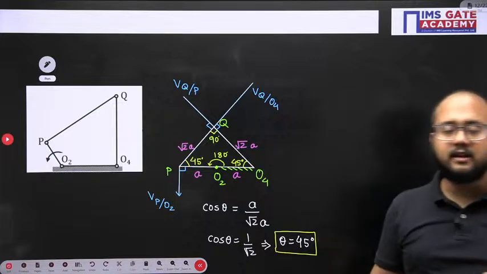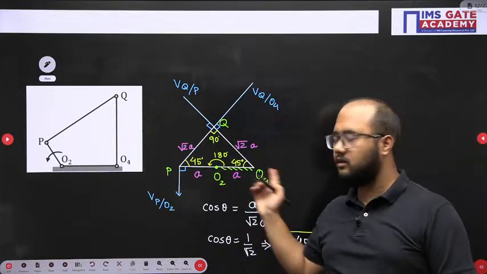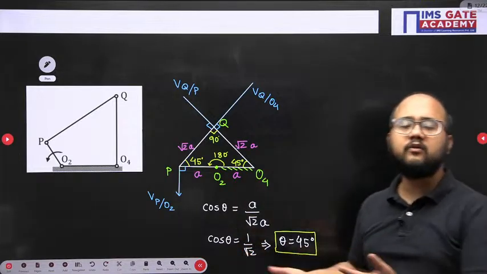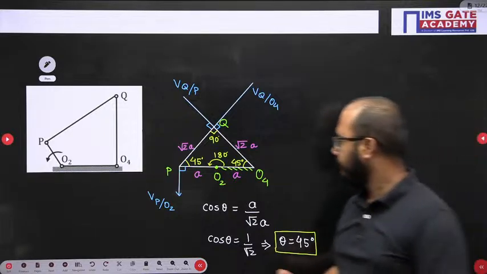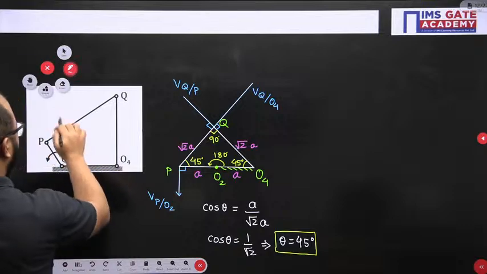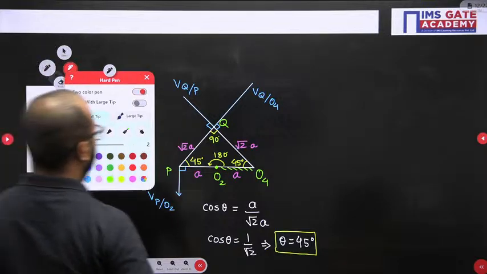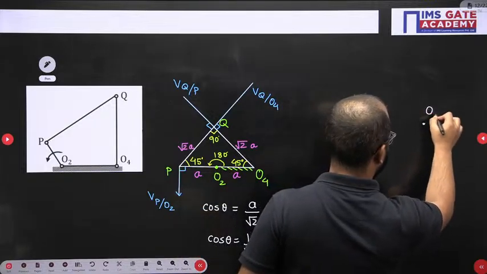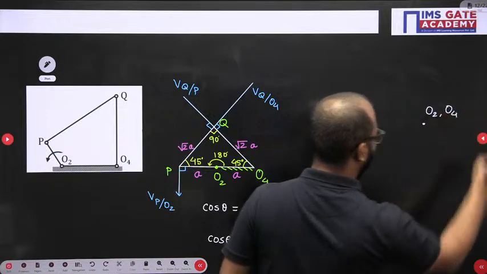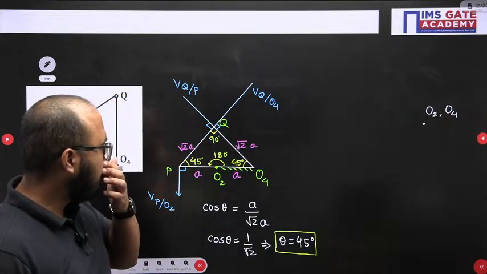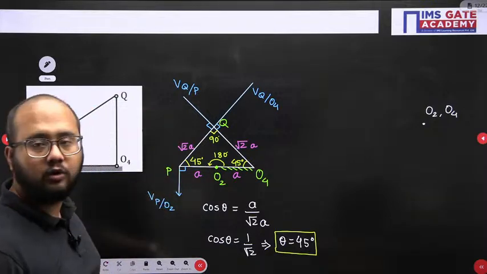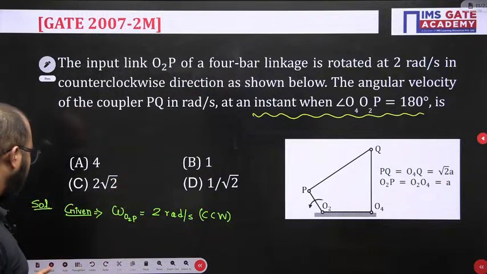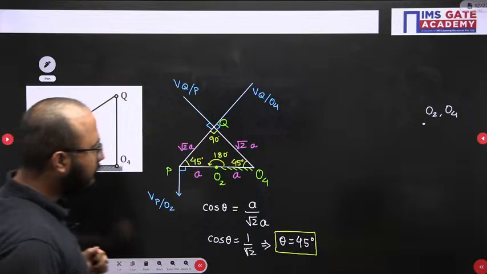Now the next step is to mention the fixed points O2, O4, and then mention one by one all the velocity vectors. And then you will be getting the velocity diagram. Okay. Now let us draw the velocity diagram here. O2, O4 I have taken. First I will write the velocity vector P with respect to O2, because the angular velocity was given for that. What was the angular velocity? 2 radian per second. Okay.